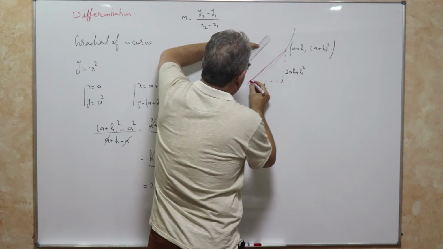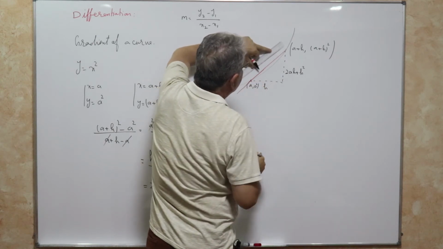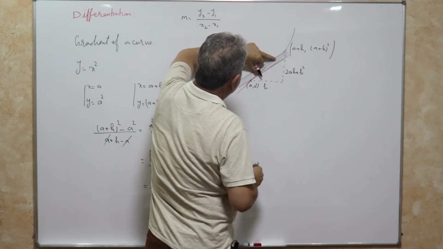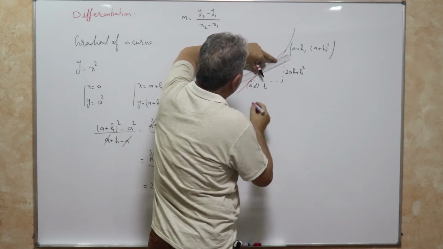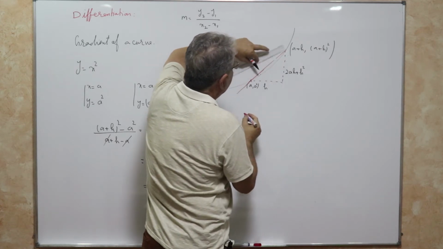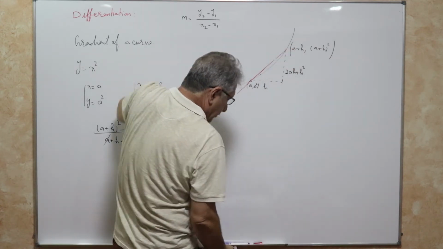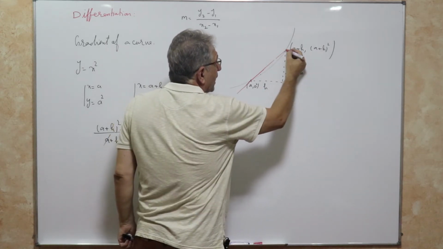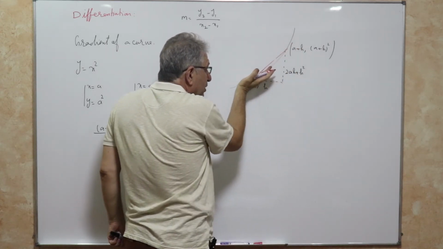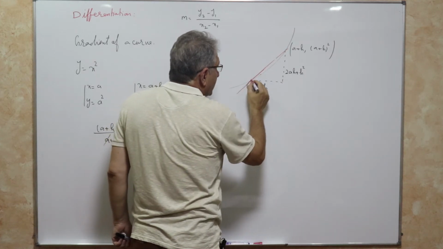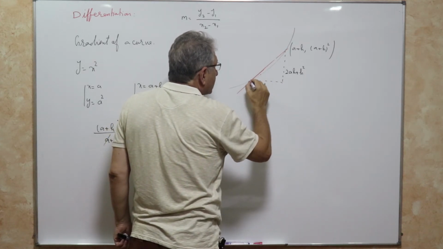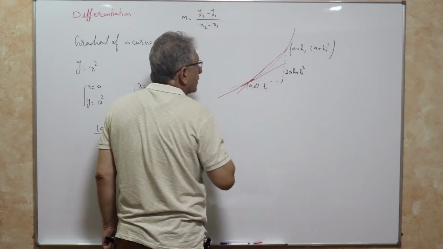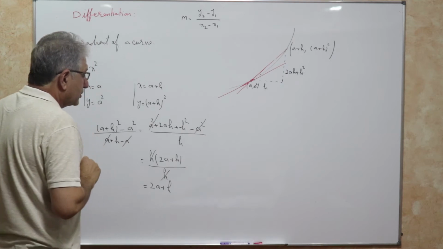Okay, now if I try to reduce the value of h, this will be the gradient. Suppose I bring the h here. As I reduce the value of h, this line will be closer to the curve. Therefore, if h goes to 0, this line will be something like this, which is a tangent line to the curve. The tangent line to the curve.